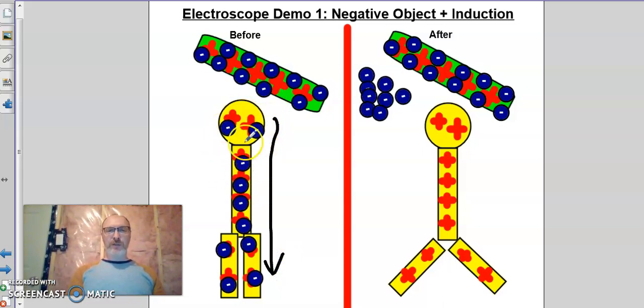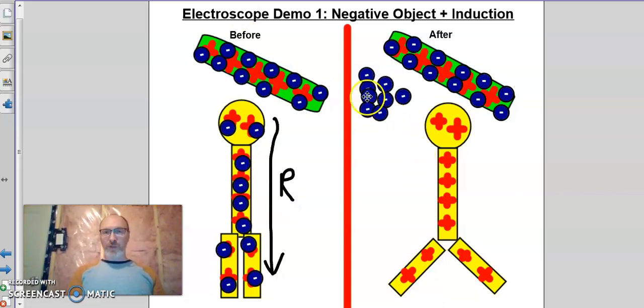The electrons in the electroscope are negatively charged. The charge of the rod is negative. Like charges repel, so the electrons have the ability to move in the electroscope because it's made of metal. Metal is conductive, and so electrons are being pushed downwards. So I'm going to put an arrow here with a big R indicating that that repulsion is happening there.